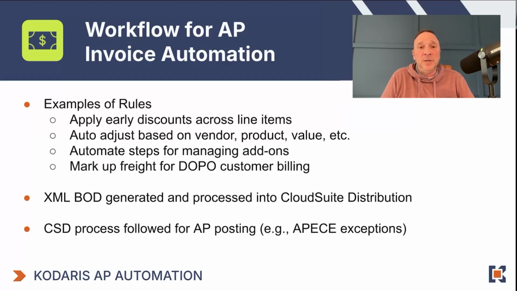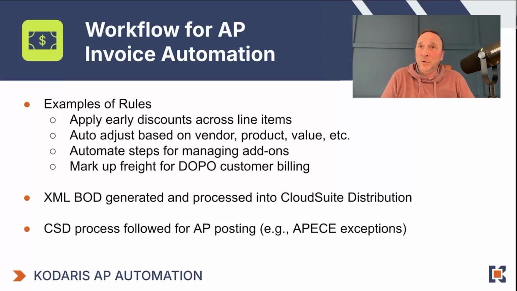Add-ons often can be a challenge. Those are additional charges that the vendor has. It may be a freight charge, it may be a pallet charge. And so managing those add-ons, understanding, do they exist on the purchase order and do we need to match them to the PO add-ons? Do they not exist and we need to create those on the vendor invoice?